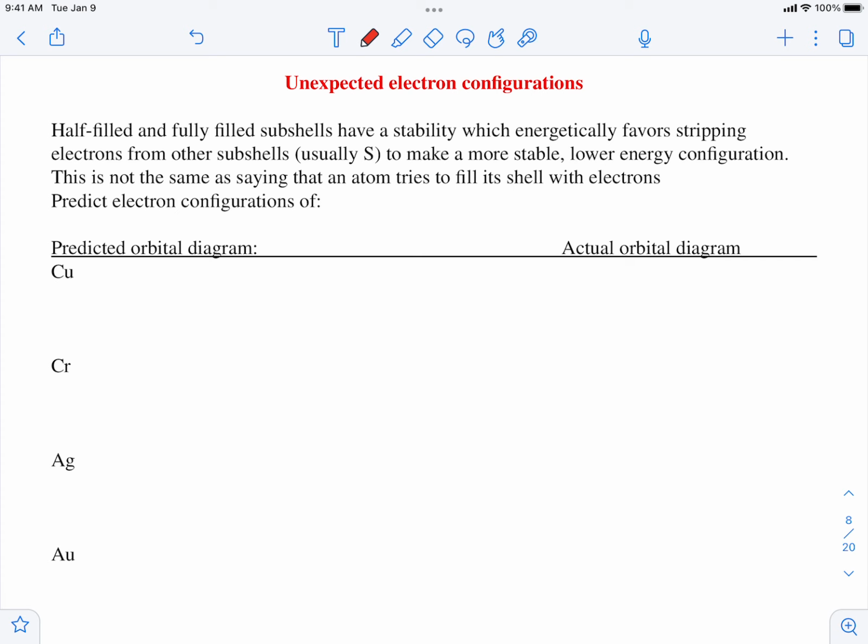All right, so here, watch. For copper, copper is element 29. So we go 4s2, 3d9. This is what we expect from copper. Does that diagram make sense? Okay. Oddly, here's how copper is actually configured.